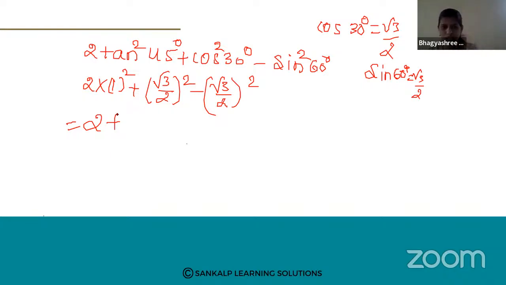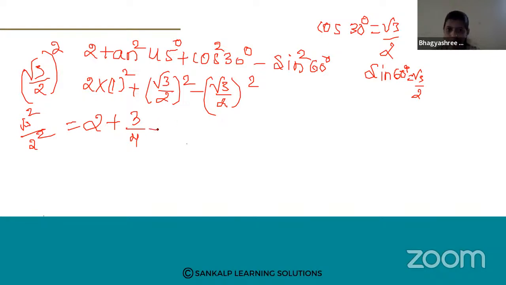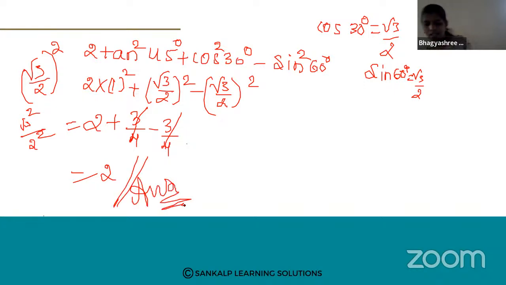Root 3 divided by 2 whole square means this square applies to both the numbers, right? A divided by B whole square is A square divided by B square. Like that, it is root 3 square divided by 2 square. Root 3 square is 3. 2 square is 4, right? Minus, again root 3 square is 3, 2 square is 4. So here plus 3 divided by 4, here minus 3 divided by 4. So both will get cancelled. What remains? Only 2 remains. So this is our answer. Yes. Next.